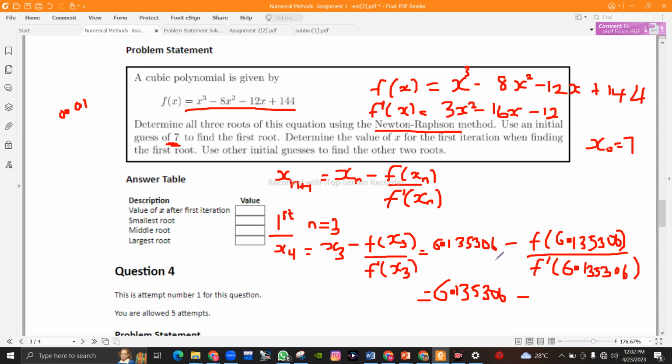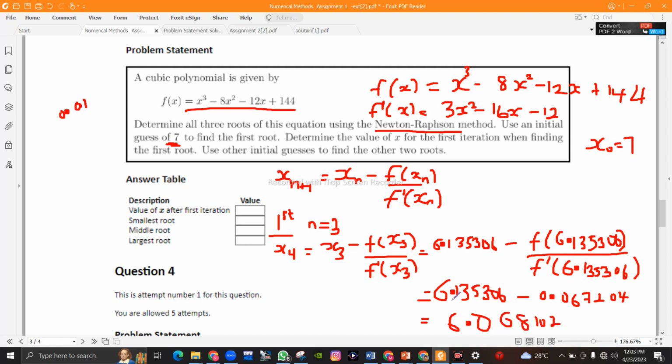You divide it and you're going to have 0.067204. When you divide this, you put this inside this function, you divide it, you have this. So if you subtract that, your x will be 6.068102. It's converging a little bit.